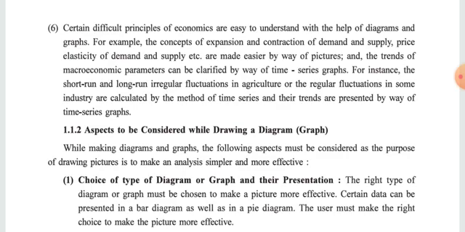So basically here we are revising the topics which we have already discussed in the diagram and graph concept. Certain difficult principles of economics are easy to understand with the help of diagram and graph. When we started discussing demand in standard 11, initially it was very difficult to understand the inverse relationship and downward sloping graph, etc. But take the concept of expansion and contraction of demand: when price increases there will be a contraction of demand, and when price decreases there is an expansion of demand.